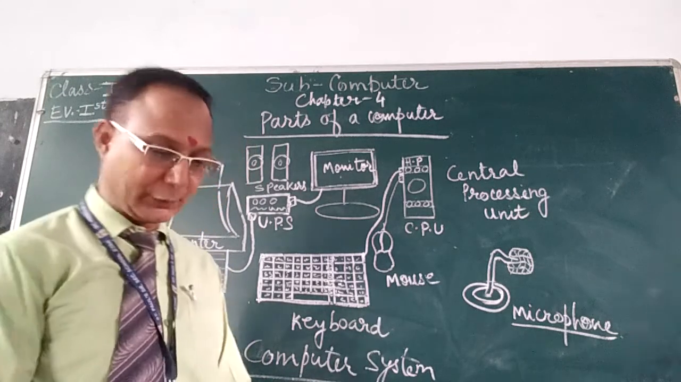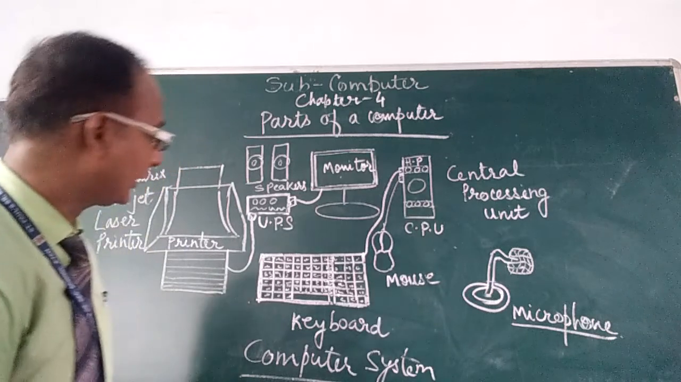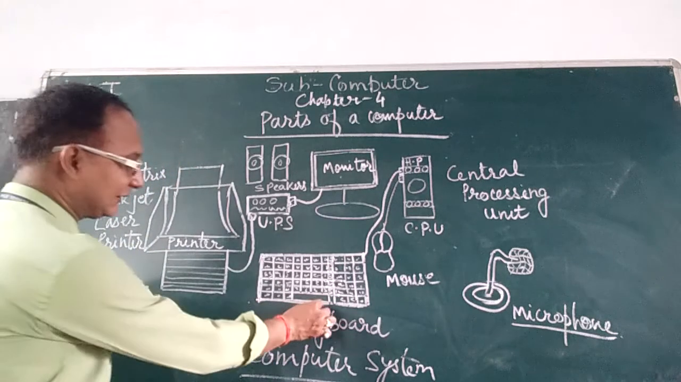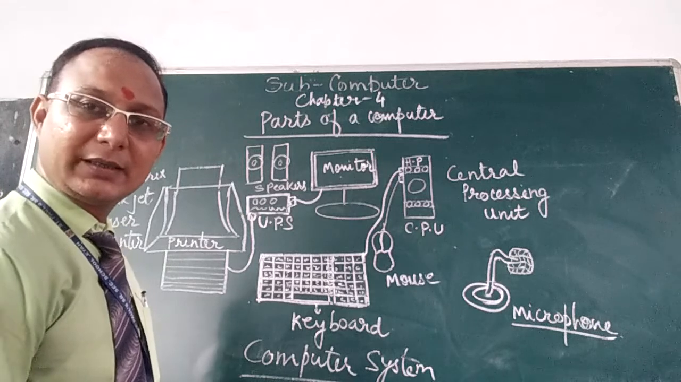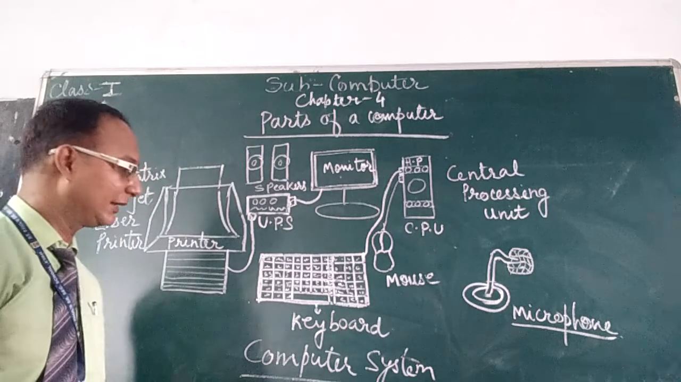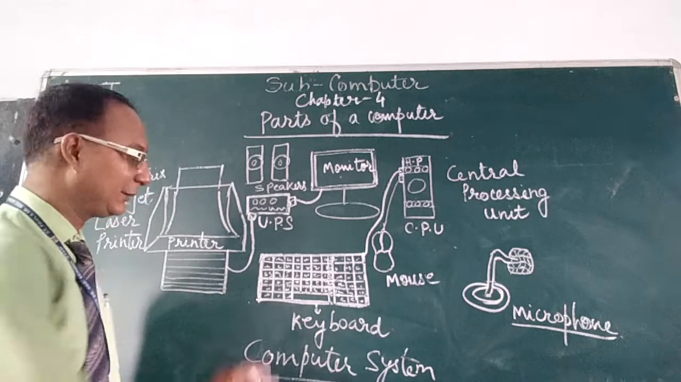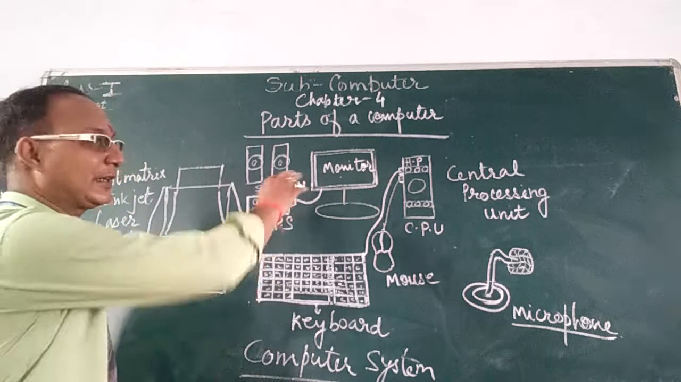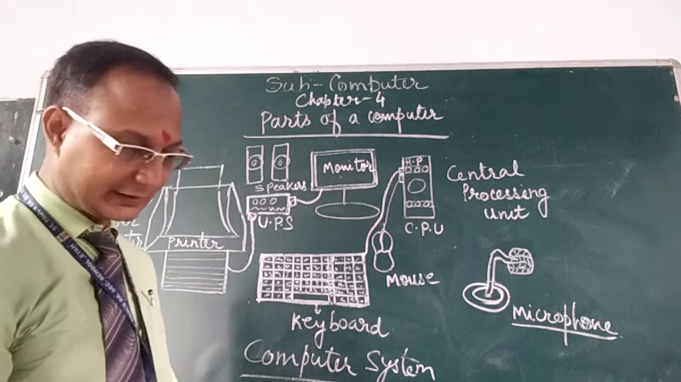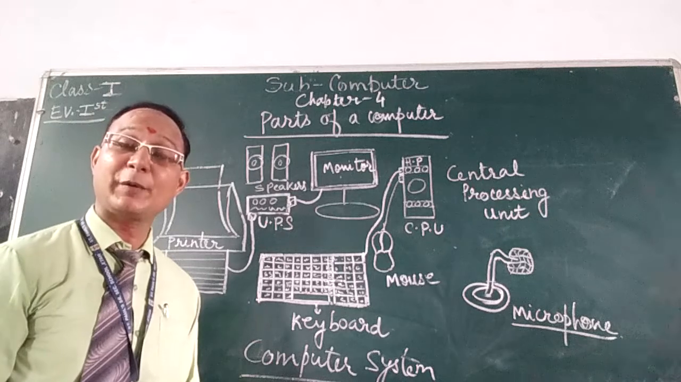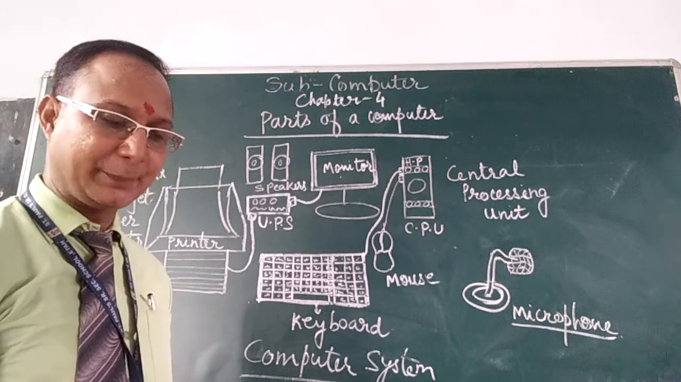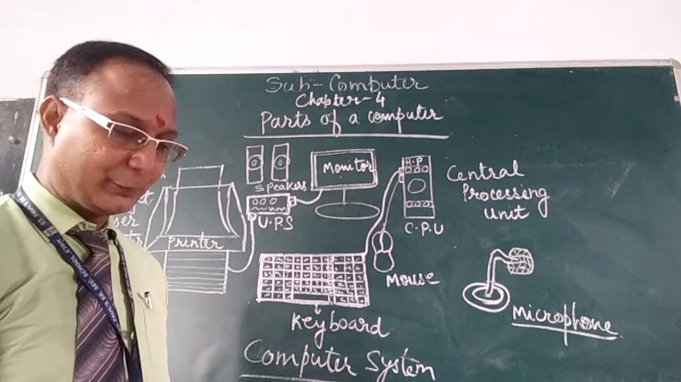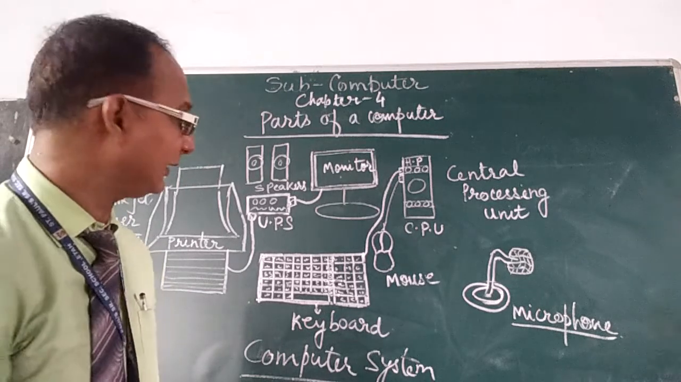Now, after the CPU, we will study the keyboard. All of you know that this is a keyboard. What is the work of the keyboard? It is used to type something. We can type anything and we can see it on the screen. The keyboard is an input device which helps in typing on the computer using letter and number keys.